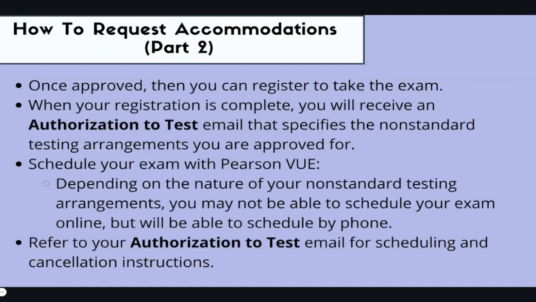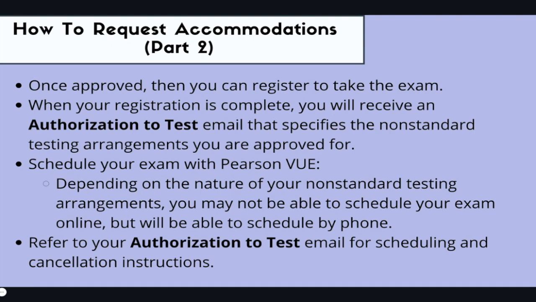Part 2 of how to request accommodations. Once you've been approved, so say the board says, yes, you have been approved, then you can register for your exam. And why you have to do it before is because they want to give you the accommodation, so that has to be noted in the system. You'll receive an authorization to test email that will say which accommodations and arrangements you're approved for, and then that information will be sent to Pearson VUE.